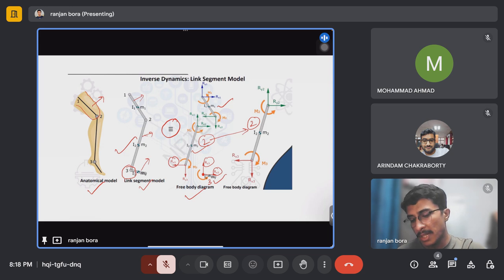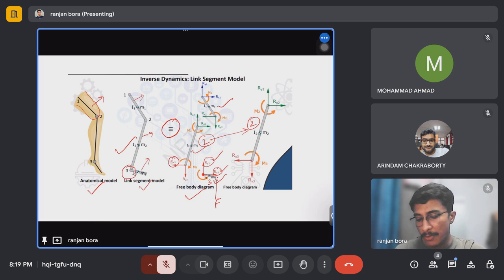We use these concepts to solve different problems. First, what data can we measure? We can measure the ground reaction force. Where does the ground reaction force act? It acts at this point, on the foot, with respect to the position of the foot. We know the ground reaction force data, and using it along with the anthropometric data for the foot, we can find out this Rx3 and Ry3 and the moment produced at the ankle joint.